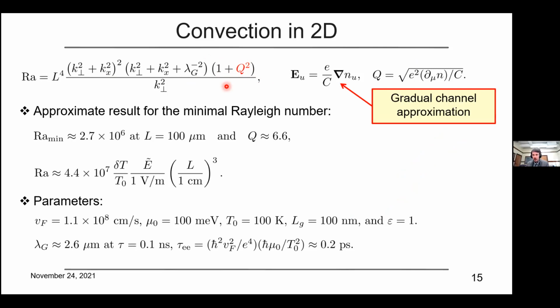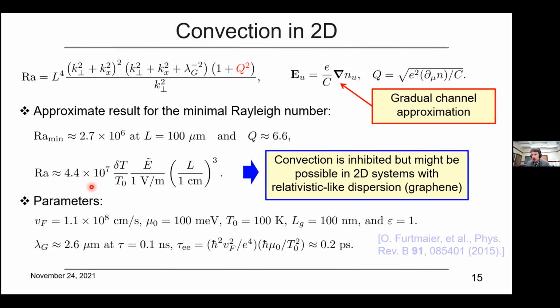Therefore, to make a long story short, the presence of Coulomb forces also inhibits convection in two-dimensional materials, but the effect is less dramatic than in 3D. Still, however, this coefficient could be quite large and can give 2 orders of magnitude. So by using the parameters for graphene, for example, we estimated the minimal Rayleigh number and actual Rayleigh number to be, well, not different by several orders of magnitude, but still different.